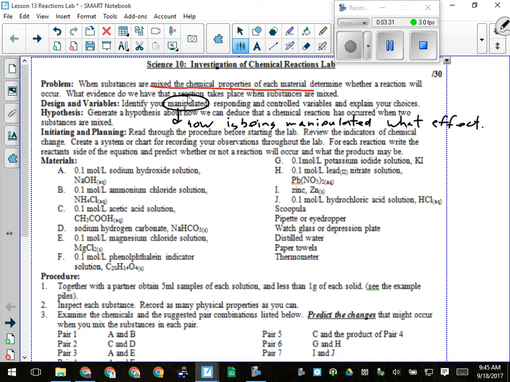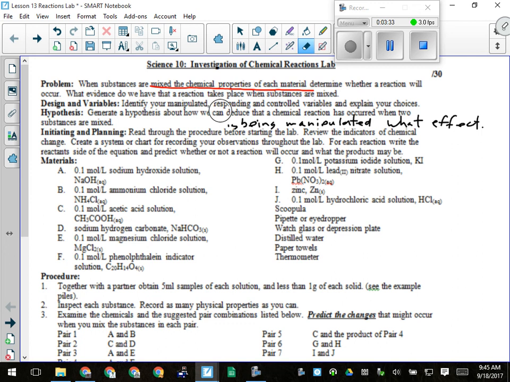All right, I think the responding variable is fairly straightforward. I think you guys can figure that out, right? We're mixing different things together. I would assume we're doing something with that mixture after that we would probably want to record, and that would be our responding variable. Remember again to explain, so identify the responding variable and explain how it's changing during the lab.